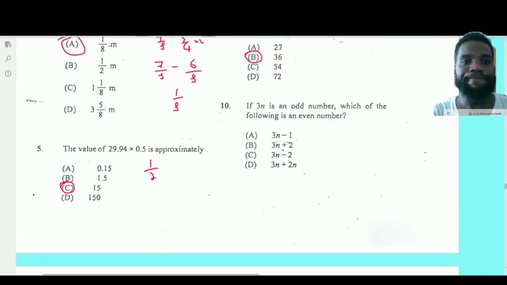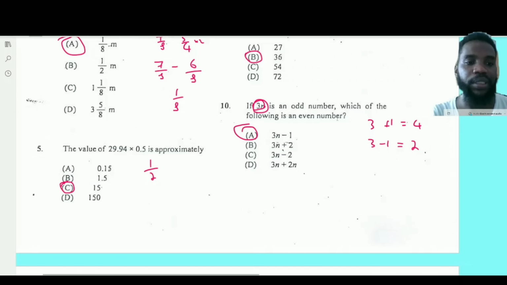All right, number 10. It says if 3n is an odd number, which of the following numbers is even? All right, let's use logic here. 3 is an odd number. I can do two things. I can either take 3 and add 1 to get 4, which is even, or I can take 3 and subtract 1 to get 2, which is even. So once you have an odd number, you just need to add 1 to it or subtract 1 from it, which makes the only logical answer here A, as in apple. All right, not so bad so far.